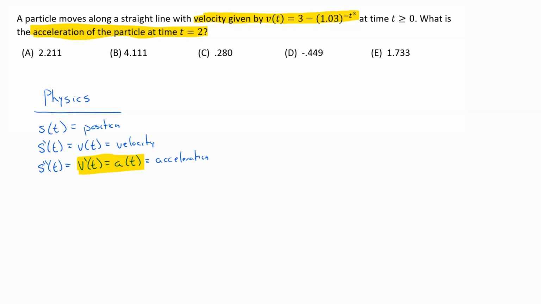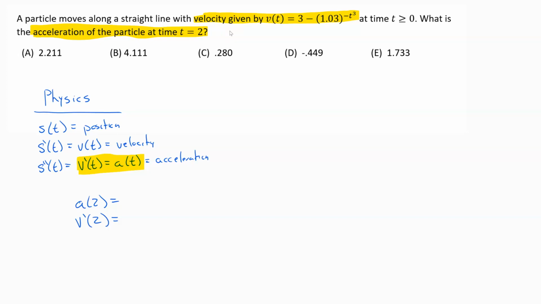So what we're really being asked on this problem, what they want from us, is they want to know what is a of 2, what's the acceleration at 2. More importantly for us here though, we want to recognize that that's really asking us what's the derivative of our velocity equation at 2. At this point, you might be freaking out a little bit because you're saying to yourself, oh man, that looks like a nasty derivative to have to work myself through.